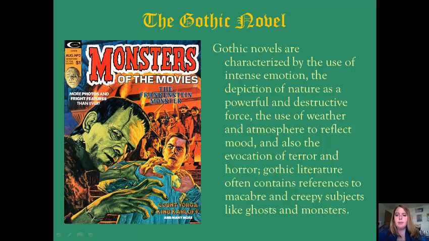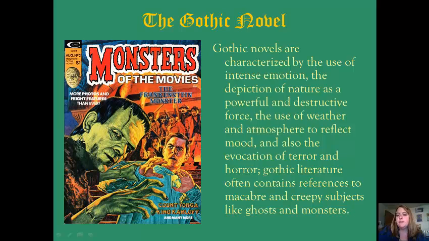So another thing to remember about Frankenstein is that if we use it as our example of romanticism, it's also an example of what we call the Gothic novel. And Gothic novels are a particular subset of romantic literature. So they have a lot of the same features: the use of intense emotion, the depiction of nature as a really powerful and destructive force, using weather and atmosphere to reflect mood. You'll see that happen to Victor a lot.